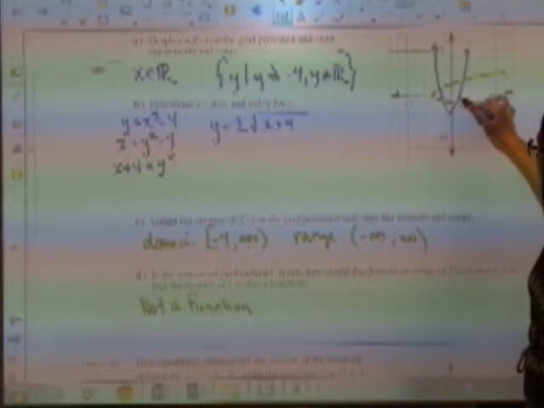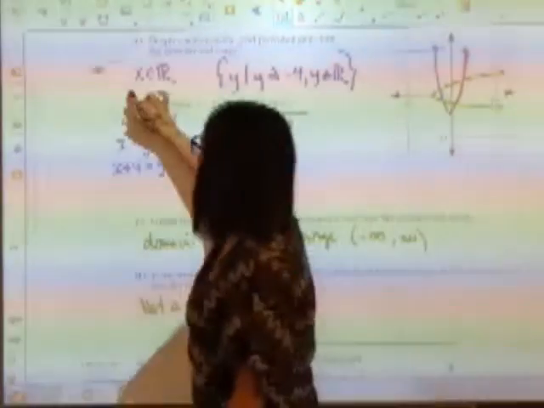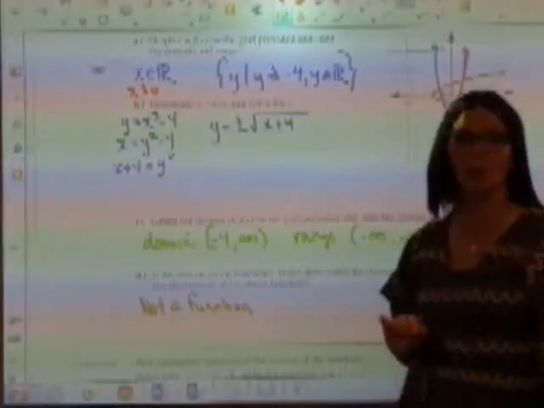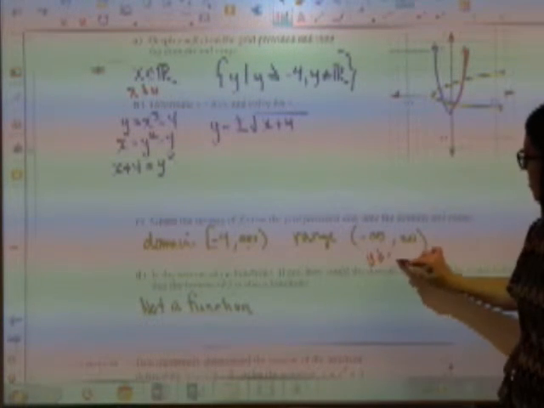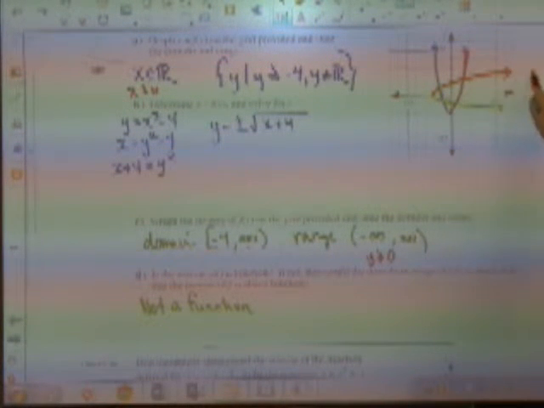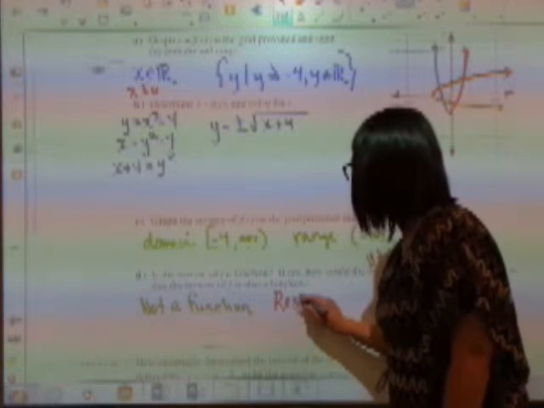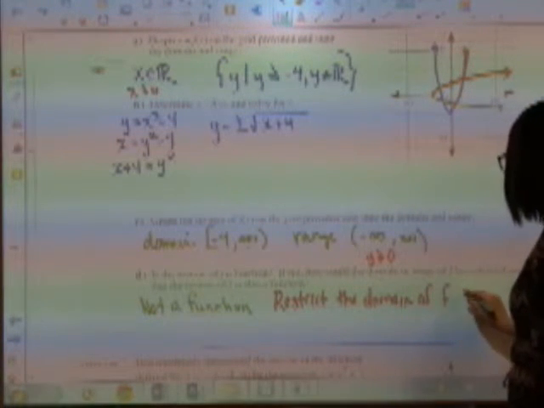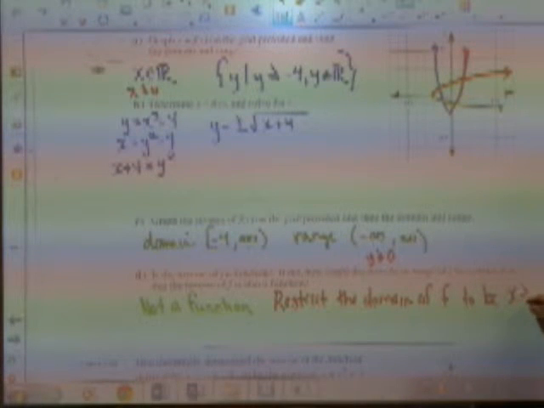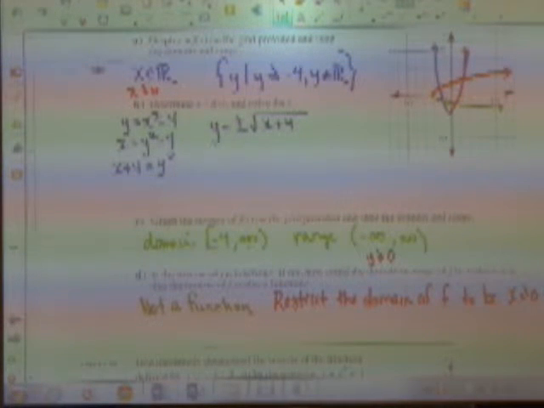If I say, you know what, I'm only going to choose the positive x values. So if I said in here, x has to be greater than or equal to 0. If I did that, then my y value would be that y has to be greater than or equal to 0. And that's the graph that I would get. This graph in red, is it a function? Because there's only one output. So I could restrict the domain of f to be x is greater than or equal to 0. And then when I did that, the range or the inverse would then be a function.